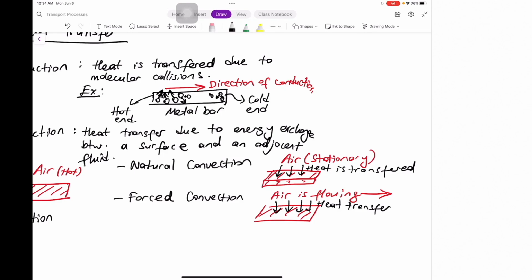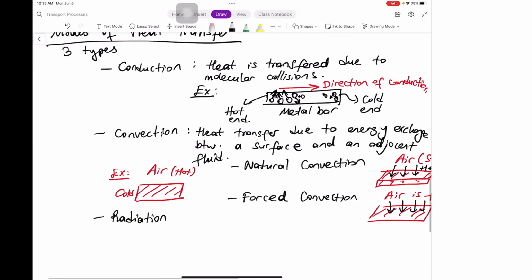So the only difference between natural and forced convection is that in forced convection, the air, or the gas or whatever your fluid is, is moving. In natural convection, the air or the fluid is stationary. And it doesn't necessarily have to be air. It can be a gas, any fluid, any liquid, anything that can flow. Okay. Any questions so far?